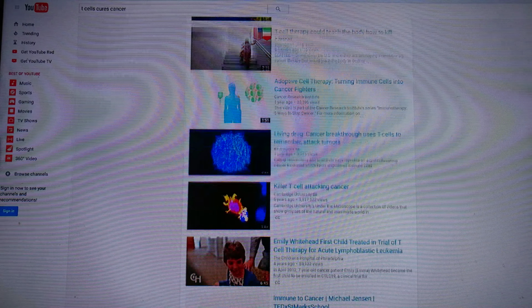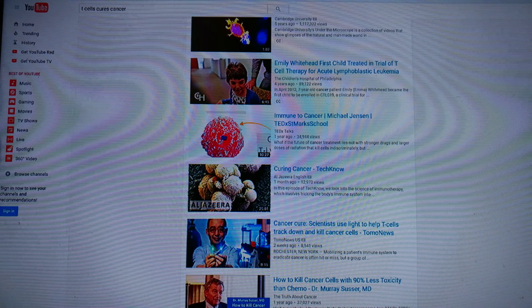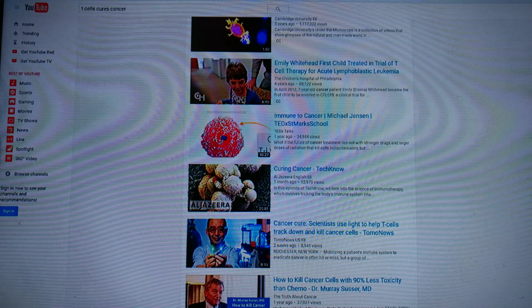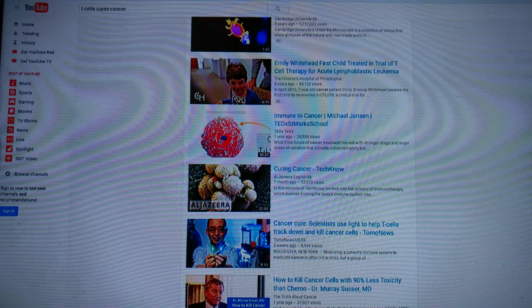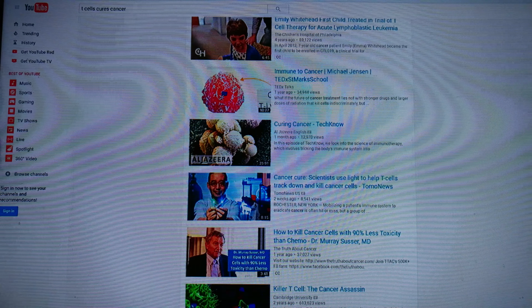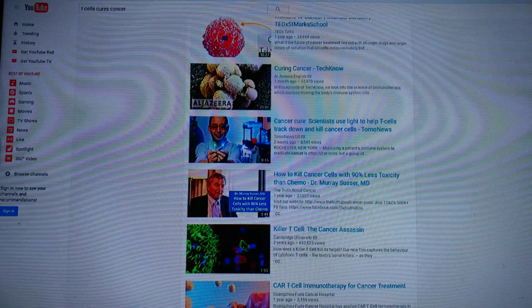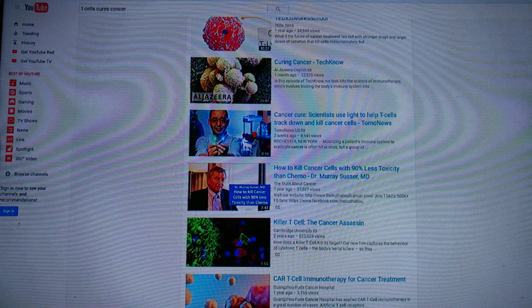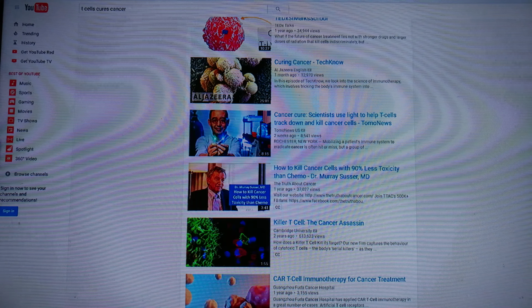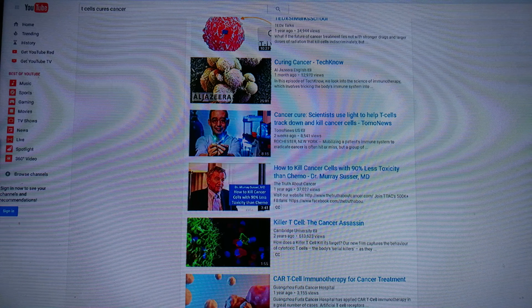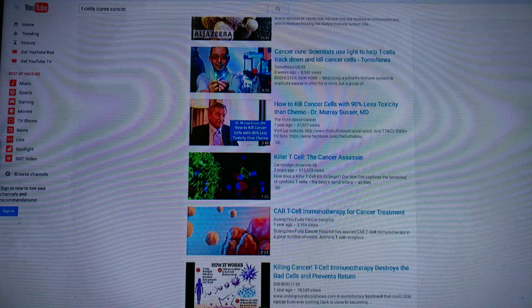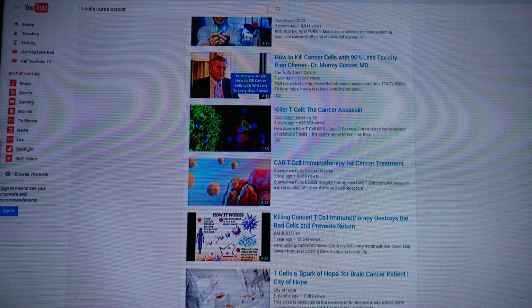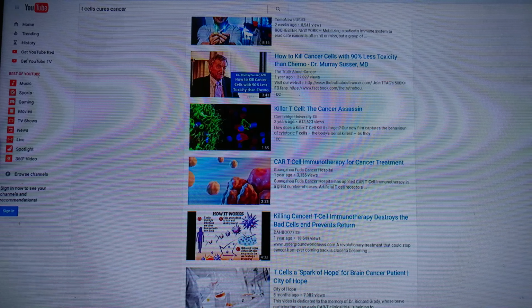T-cell attacking cancer. First child treated in trial of a T-cell therapy for leukemia. Scientists use light to help T-cells track down and kill cancer cells. That looks interesting. That was 2 weeks ago. Killer T-cell, the cancer assassin.